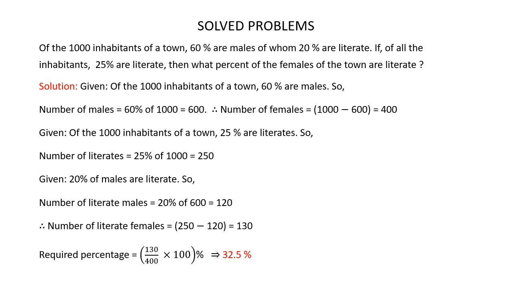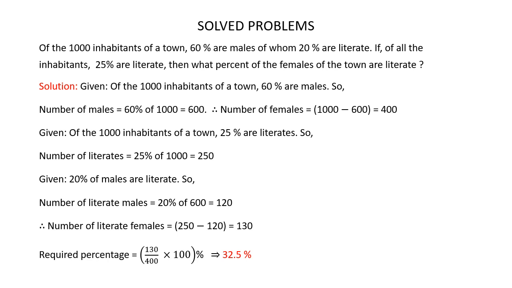Now we know that 250 people in the town are literate. We have found out that 120 males are literate. So number of literate females will be 250 minus 120, which is 130. We know that the number of females is 400. Out of the 400 females, only 130 are literate.